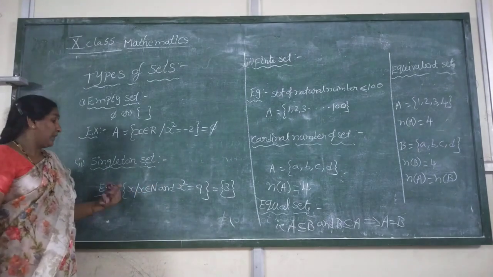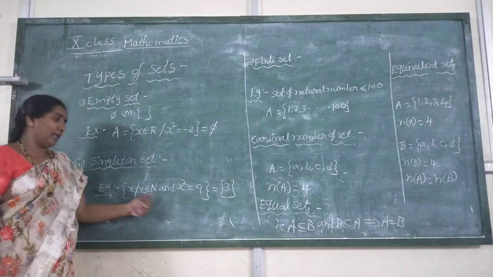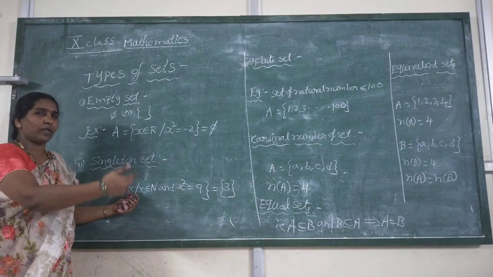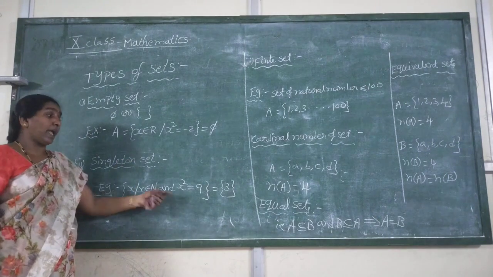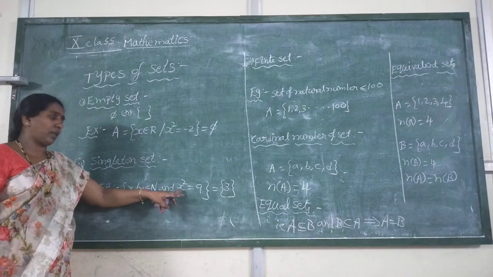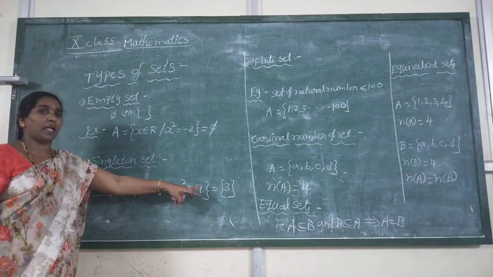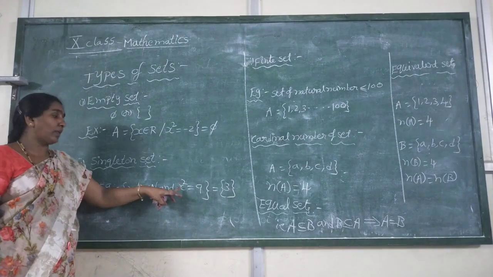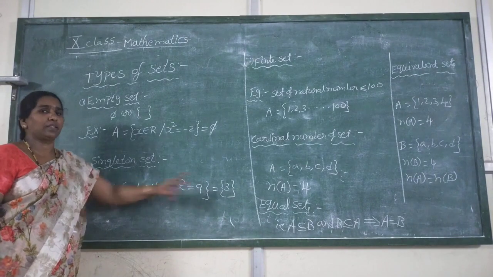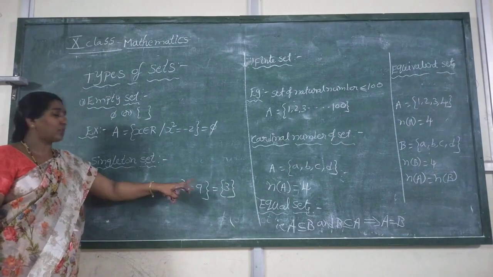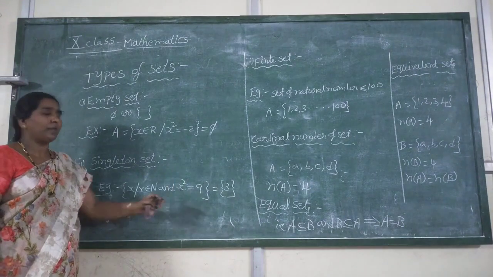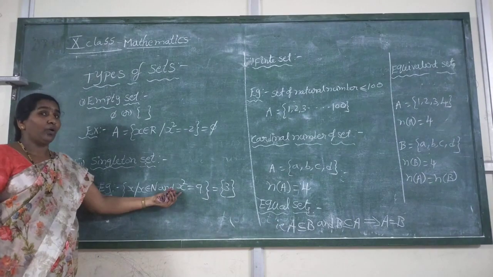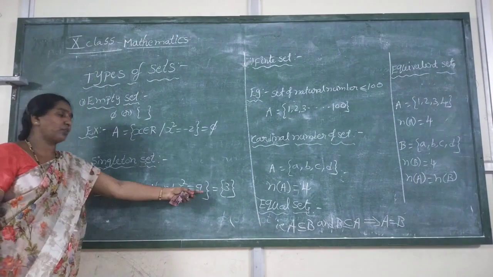For example, x such that x belongs to N, x is a natural number. Natural numbers start from 1, 2, 3, 4, 5 like that. And x square equals 9, a condition is given. Suppose we take x equal to 3, then 3 square is 9. Minus 3 square is also 9, minus 3 into minus 3, minus into minus is plus, 3 3s are 9.